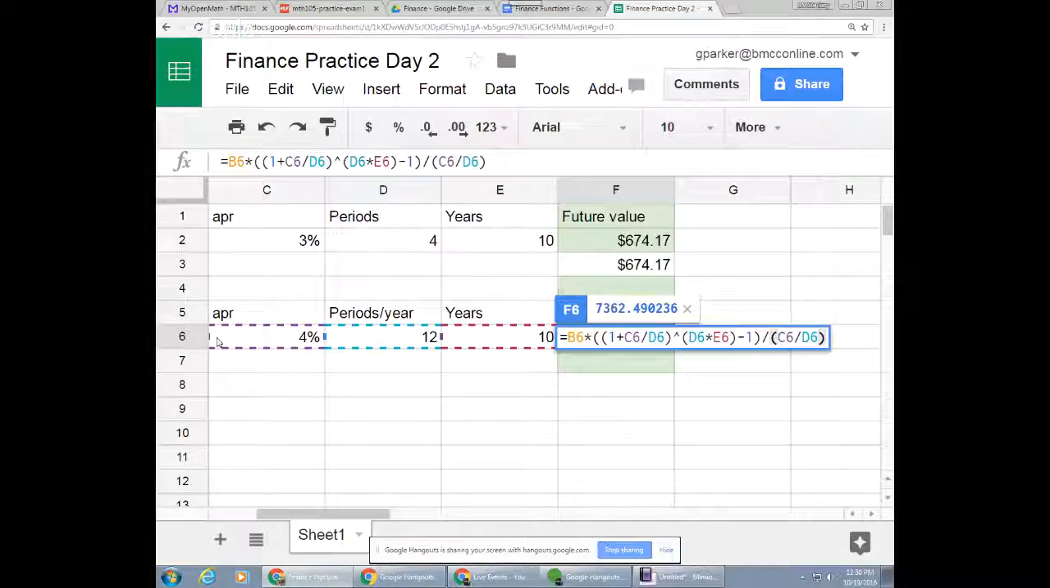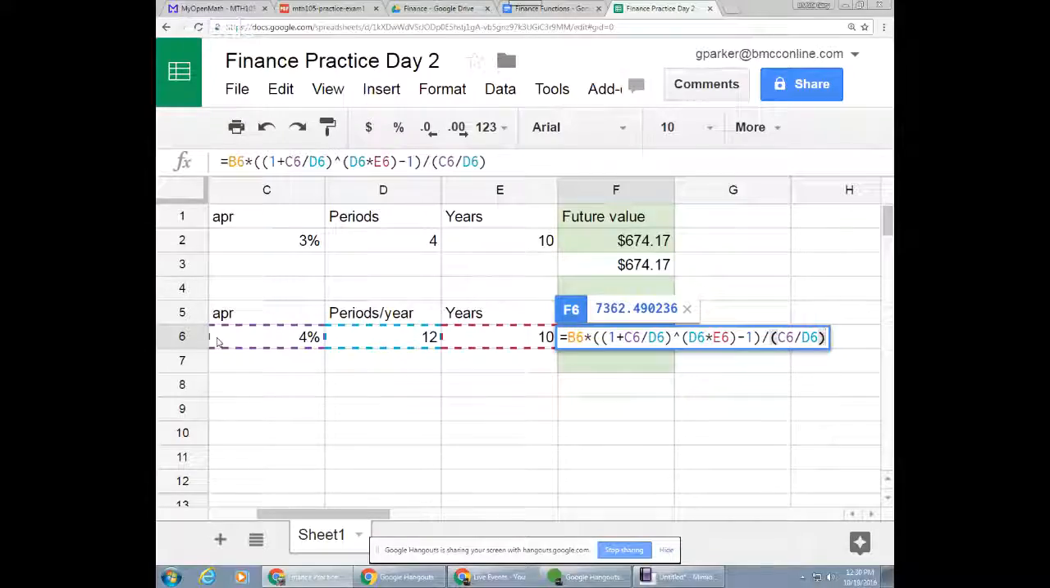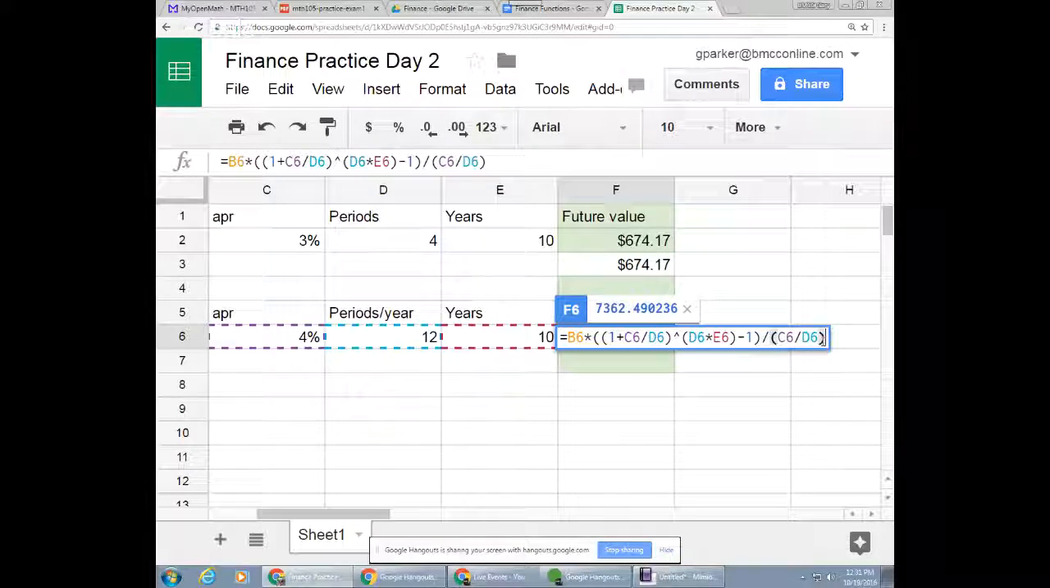Okay. I have a question. Yep. What's up? What's your question? My question is, I don't quite understand why we divide the rate in the formula. Why we divide by the monthly rate here?